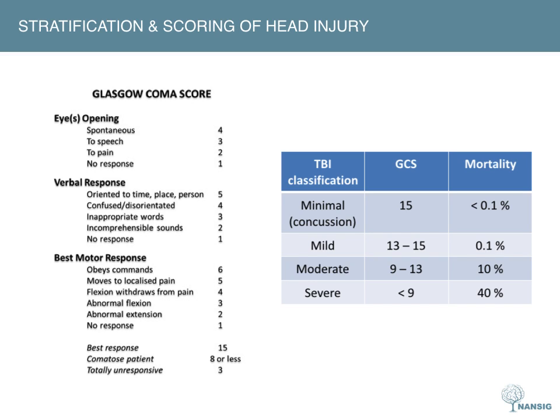Patients with mild injury will have a slightly decreased GCS between 13 and 15. But again, this is not really associated with an increased mortality. But as soon as we start getting to GCS levels lower than kind of 13, so in moderate injury and severe injury, the mortality begins to increase sharply.